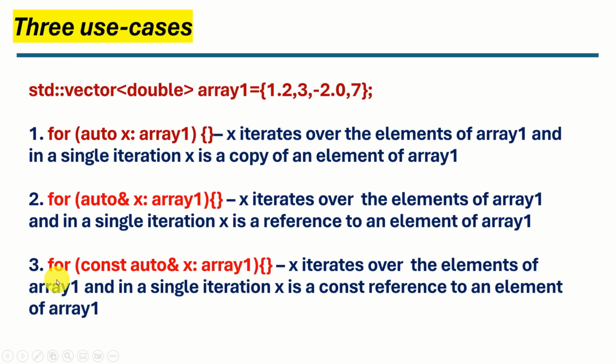And here is the third use case: for const auto, then reference symbol, x, array1. x iterates over the elements of array1, and in a single iteration, x is a const reference to an element of array1. Similarly to the second use case, here we are using a reference. However, this is a const reference, meaning that x cannot change the value inside of array1. In the sequel, we are going to code and explain through examples these three use cases.